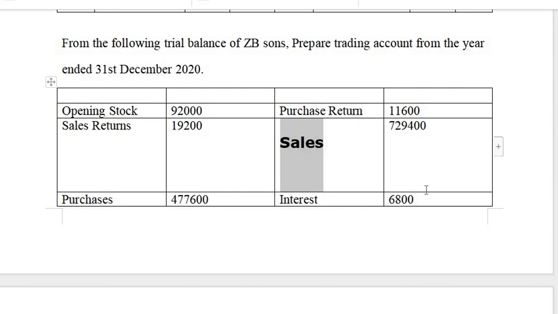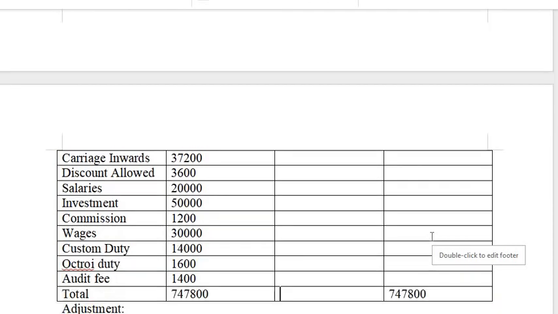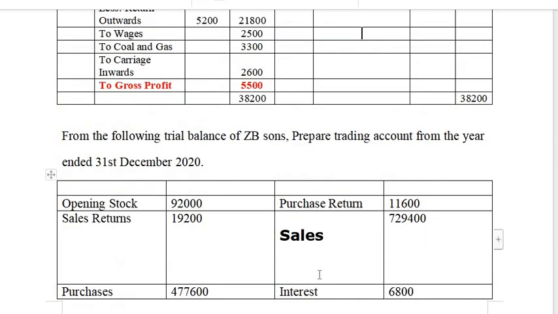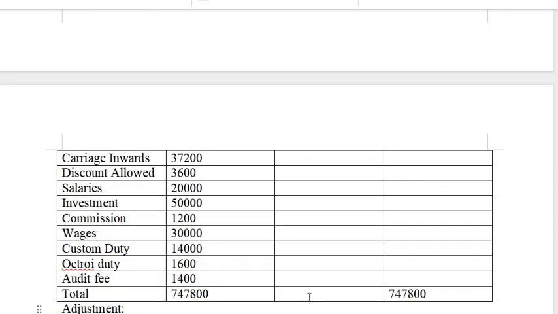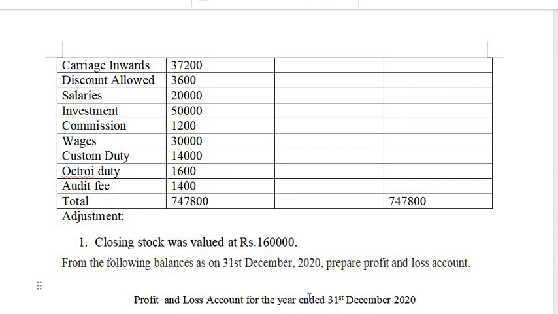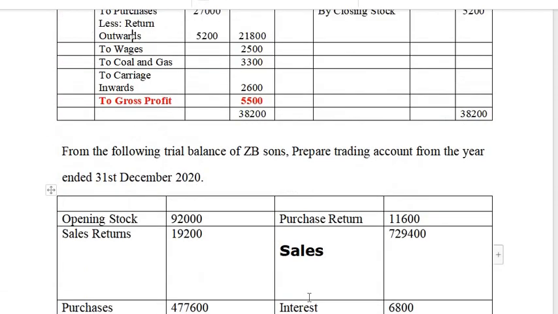Now, where is that question? Just wait. Okay, so this is the trial balance they have given. In the question they have given the trial balance, opening stock, sales return, purchase and sales, interest, then carriage inwards. Based on this question, we have to prepare the trading account. They asked to prepare the profit and loss account, so we have to prepare the profit and loss account from the question. See whether a gross profit is given.